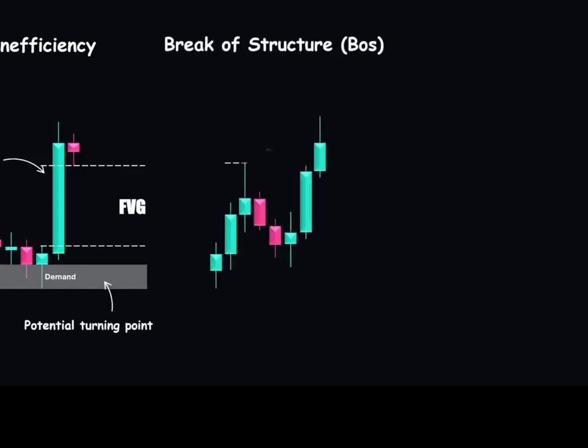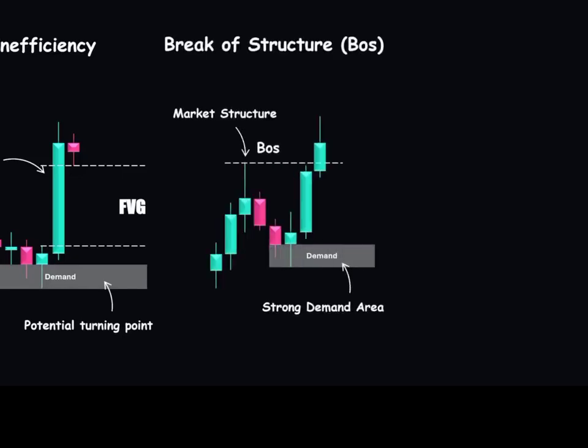A break of structure happens when the price moves past a key support or resistance level, signaling a shift in market sentiment and confirming the potential strength of the supply or demand zone. Each time the price breaks a structure level, it increases the likelihood of trend continuation.